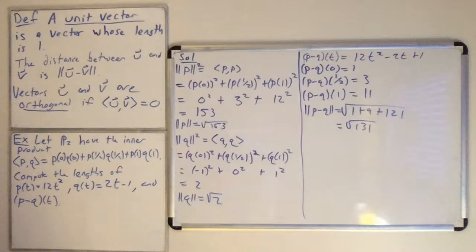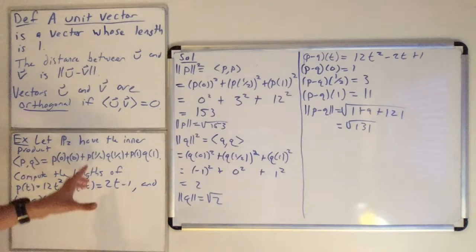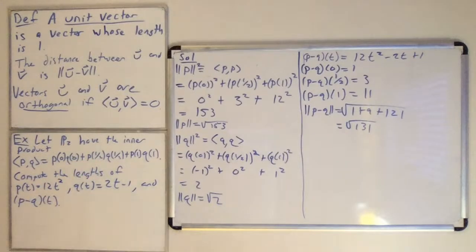So can I get a little feedback from you all in the chat? Whether this idea of finding the length of a polynomial given an inner product is one that you understand, or maybe you need a little bit more clarity for. All right, a couple of thumbs ups. That's good.